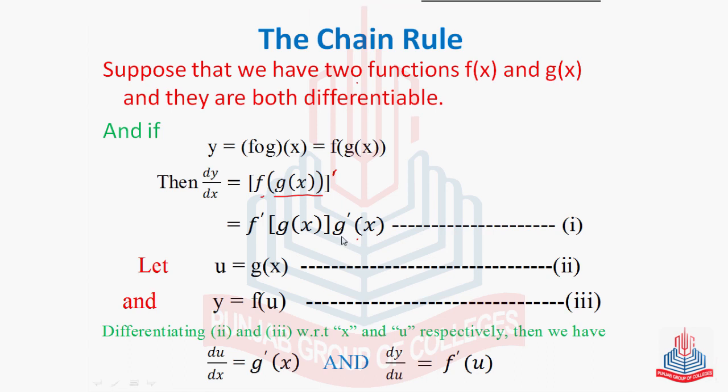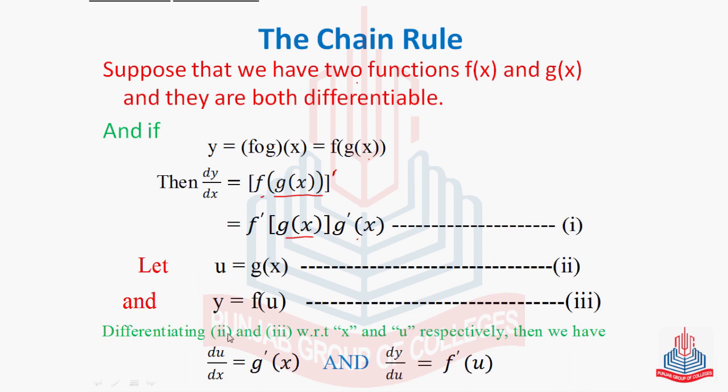This can be elaborated in another way. Let u is equal to g of x. Let the inner function be named u, and y will become f of u, so that y was f of g of x. When we let g of x be u, that will become f of u.